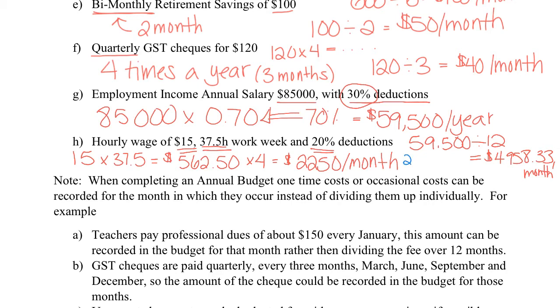So I am running out of room here, but I have 2,250 times 0.8, and that allows me to keep that 80%. So I get $1,800 per month.